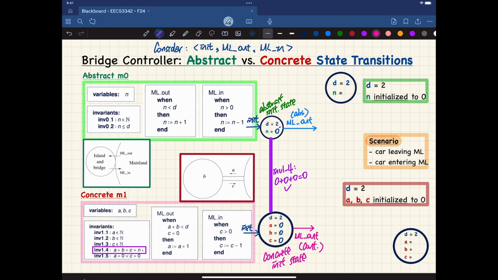And after this, we're going to have the resulting post-states for each one of them. Okay, let's do one by one. So for this one here, this will be the post-state for ML out. That one's easy because n will just be incremented, from 0 to 1. And we're going to do the concrete version as well over here, and we're going to have the post-states there.